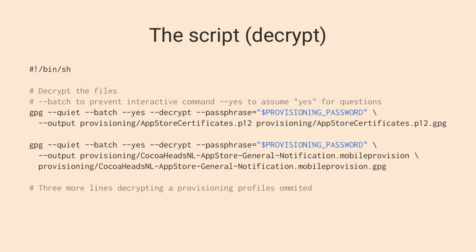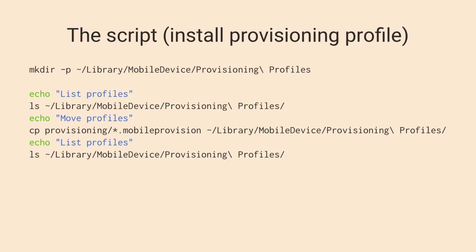And the way the CocoaHeadsNL app is set up, it needs 3 more provisioning profiles because it had some extensions. But those are pretty much the same commands, so for brevity, I didn't show those.